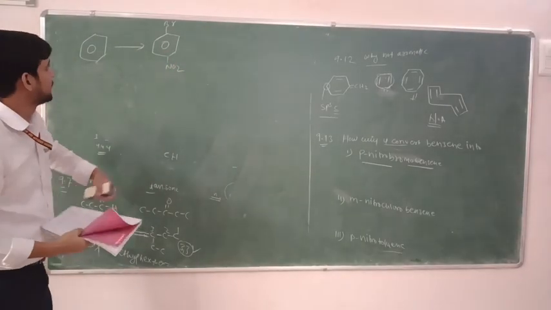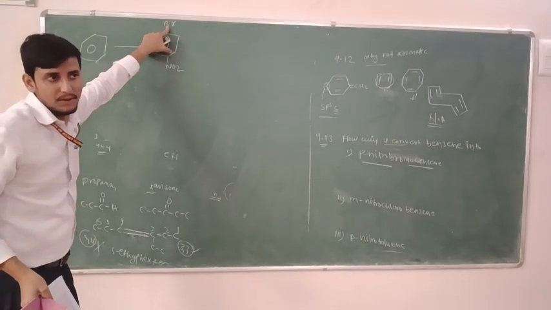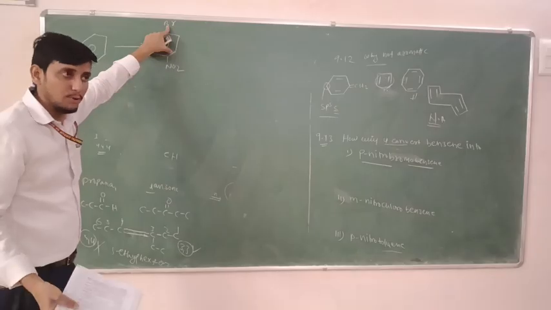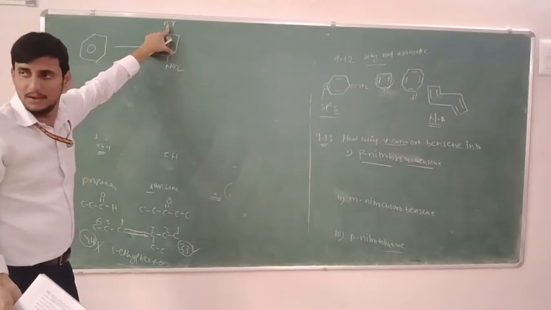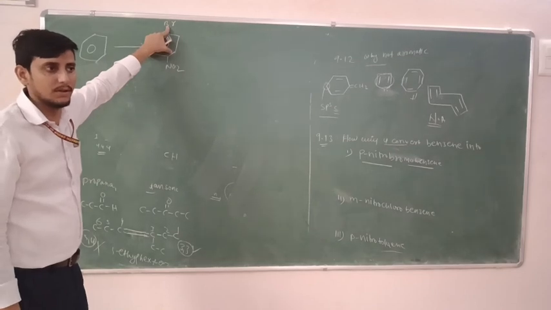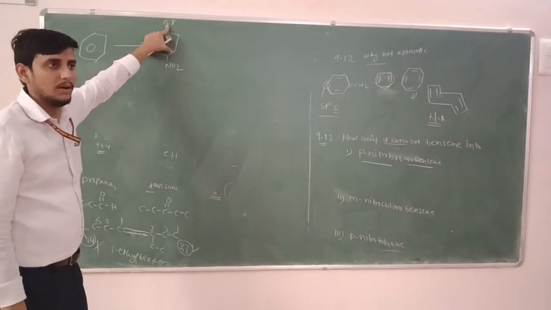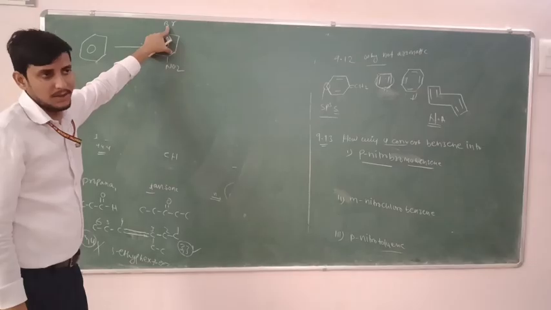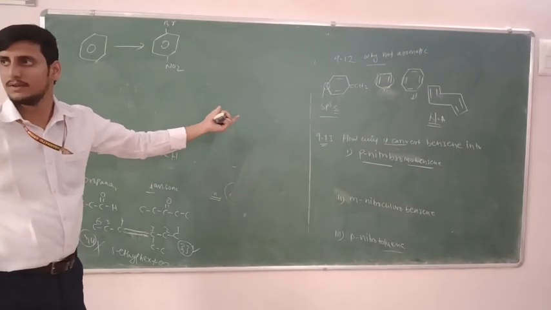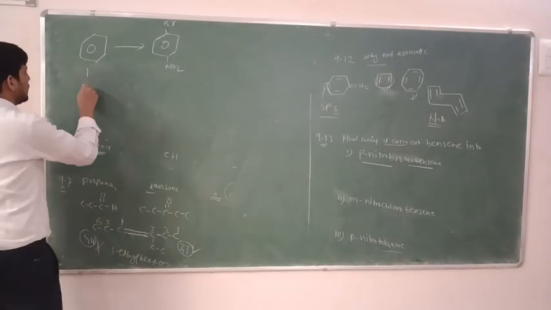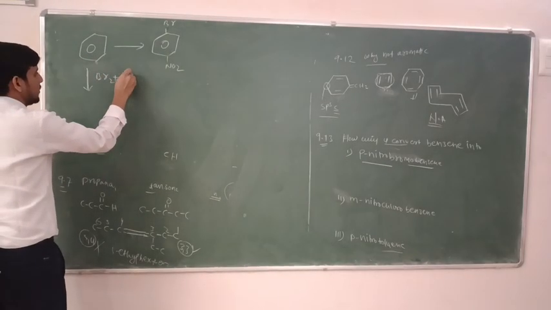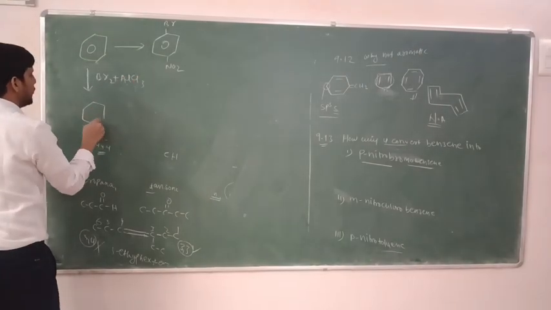First of all, you have to convert benzene into bromobenzene. What is the reagent for bromobenzene? Halogenation, an electrophilic substitution reaction. What is the reagent of halogenation? Br2 plus FeCl3, a Lewis acid; you can take any Lewis acid. Br2 plus FeCl3, and bromobenzene forms.